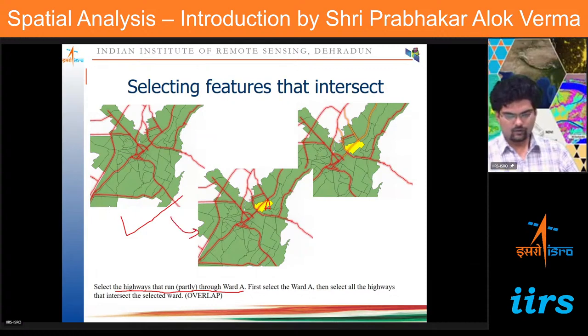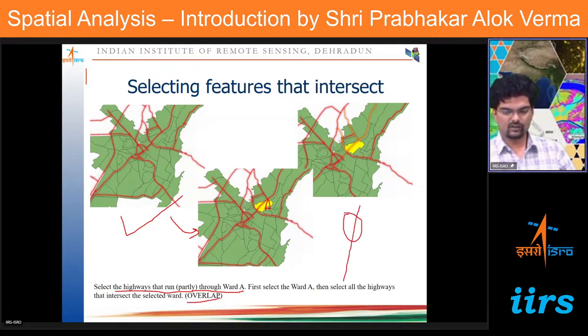Now, which relationship will be used in this case to find out which highway is running through ward A? Intersect relationship. So basically, intersection of the road will be done with this selected ward. If intersection is true, it means that highway is running through this ward. So intersection means overlap relationship where boundaries intersect. For example, this one here, a polygon is intersecting with a line. Here, no intersection.